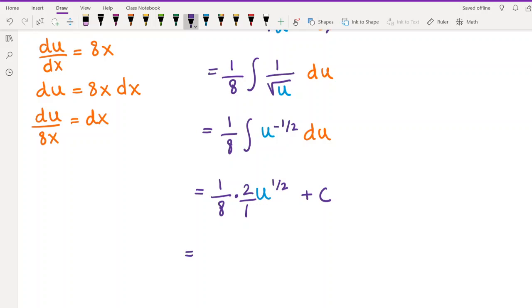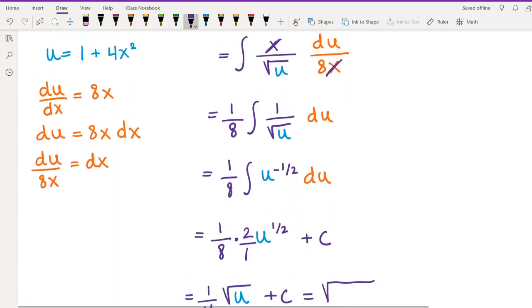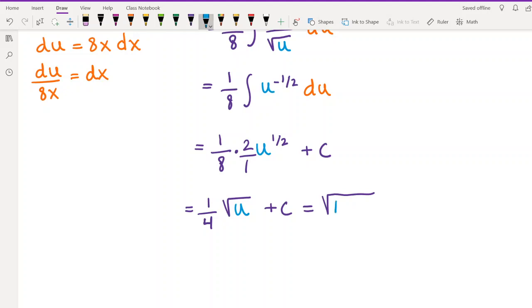And so if we simplify this, this is going to give us 1/4 u to the 1/2, or maybe we could rewrite that now as square root of u plus c. And that's the same thing as, now we go back to our original function. So that's square root of 1 plus 4x squared, over 4, plus c.